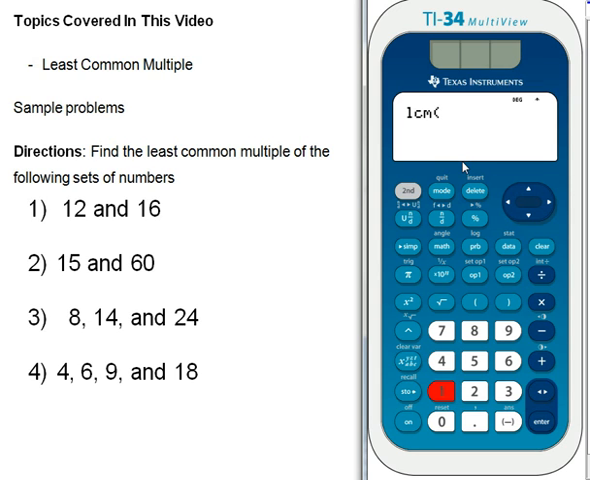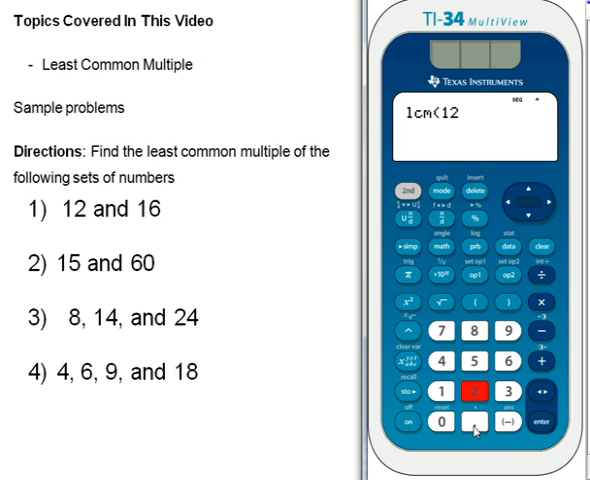The LCM function will find the least common multiple of 2 and only 2 numbers. So in our first 2 examples, we're going to be able to use it directly. But in examples 3 and 4, we're going to have to get a little bit creative. So we're going to type in 12. And then in order to put in our second number, we want a comma between the 2 numbers.